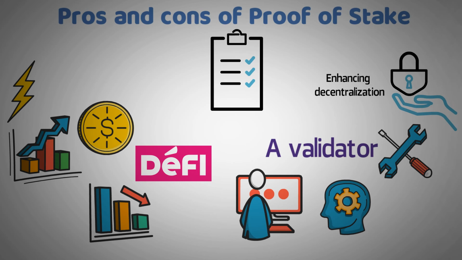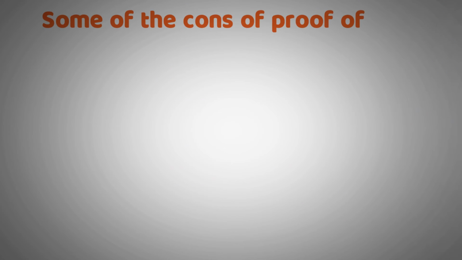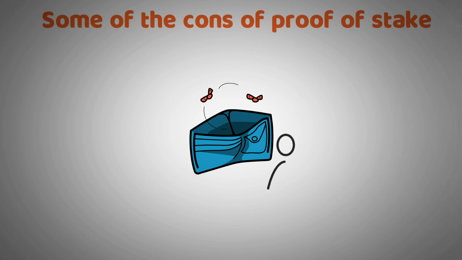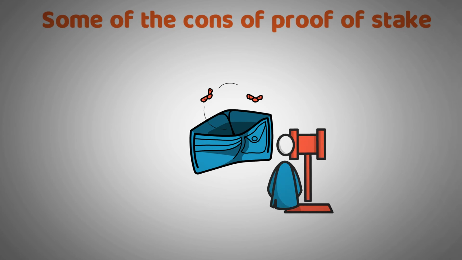Now let's see some disadvantages. Here are some of the cons of proof-of-stake. 1. Once you stake a coin, it's no longer available for use in your wallet. You can't sell or exchange it until the staking period is over.